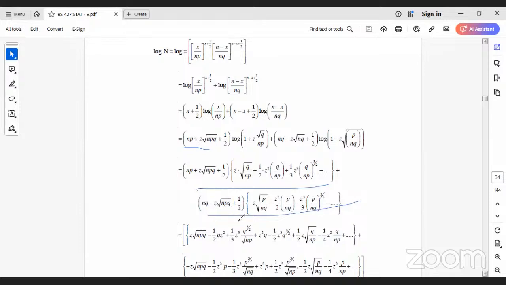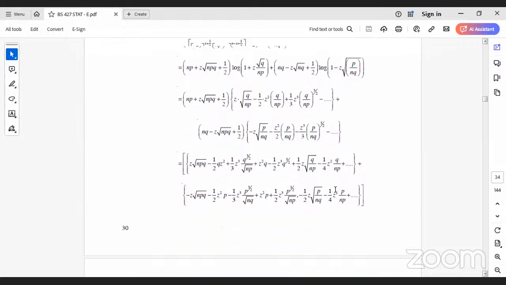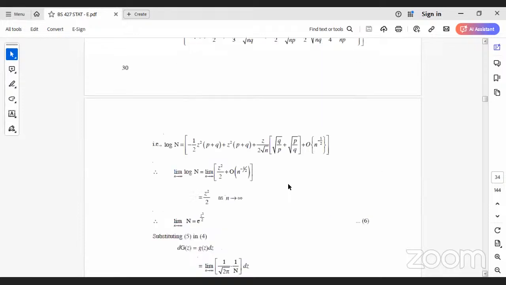np minus z under root of npq plus 1 by 2 minus z under root of p by nq minus z square by 2 p by nq minus z cube by 3 p by nq whole power 3 by 2, minus z under root of npq minus 1 by 2 q square plus 1 by 3 z cube q power 3 by 2 under root of npq. That is the simplification we are doing here: z square q minus 1 by 2 q z cube, under root of q by np, minus 1 by 4 z square q by np.